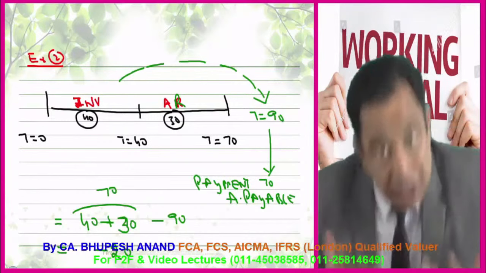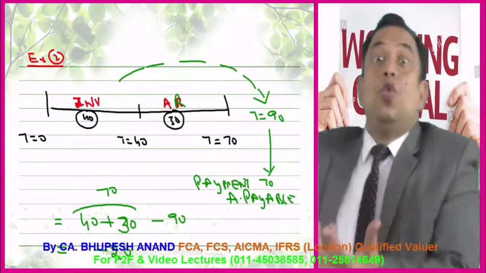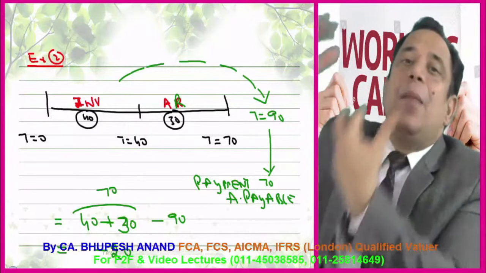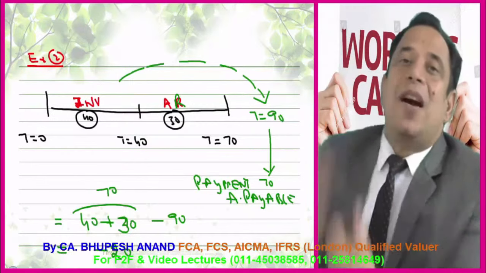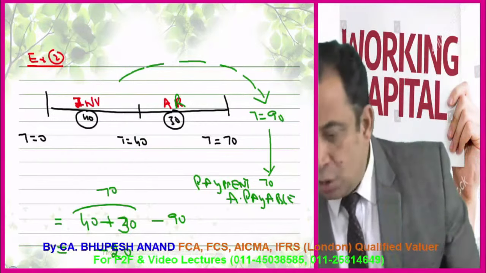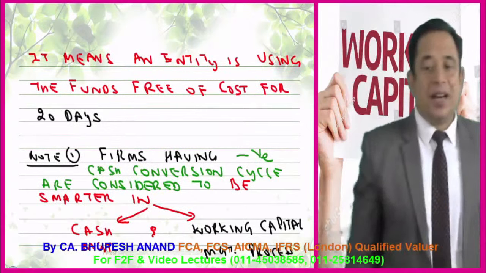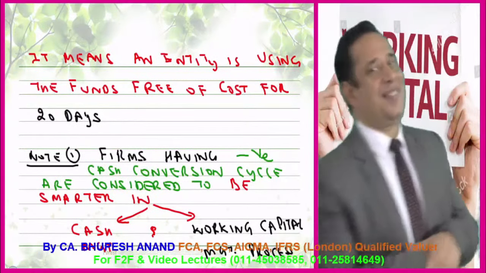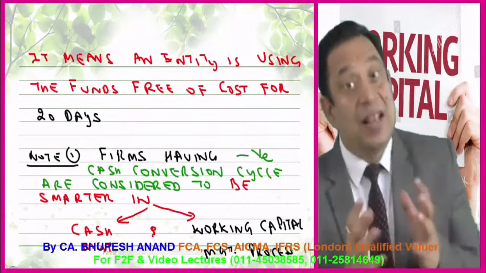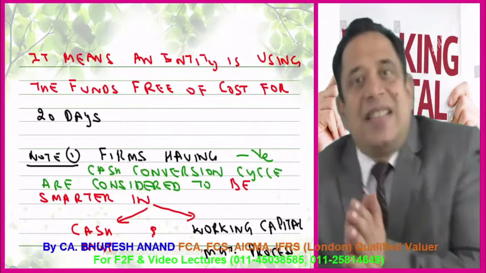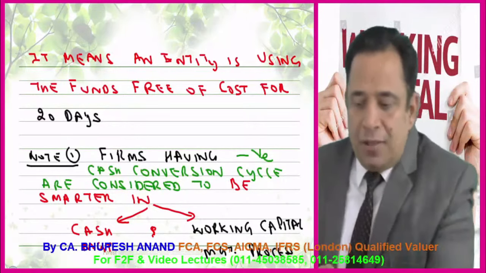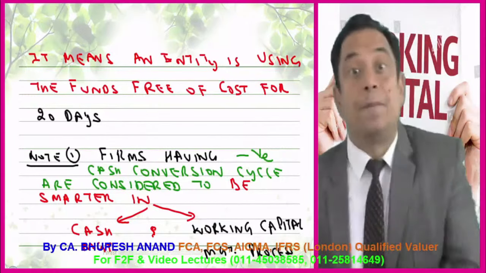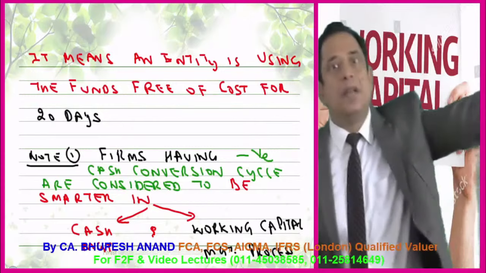Can it be negative? Yes, it can be negative. It means you can enjoy others' cash also if you have a good brand, image and trust in the market. So now minus 20 means an entity is using the funds free of cost for 20 days. It is the most effective manner as compared to the peer companies. Firms having a negative cash conversion cycle are considered smarter, more smarter than other companies.